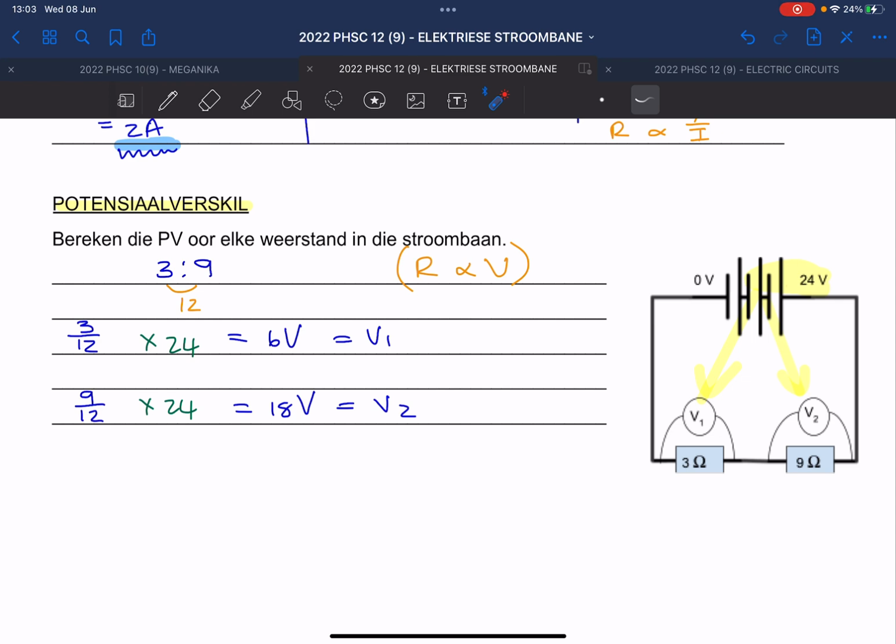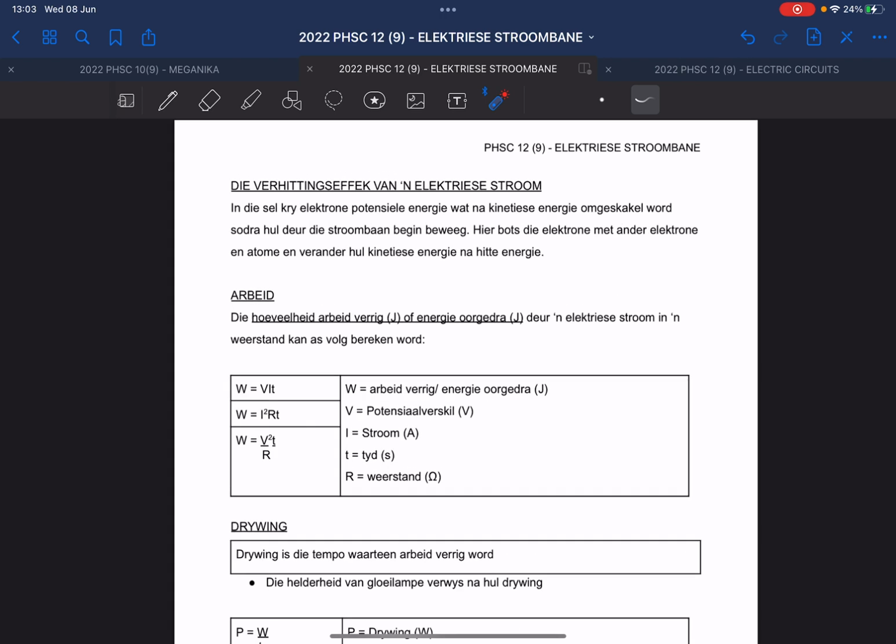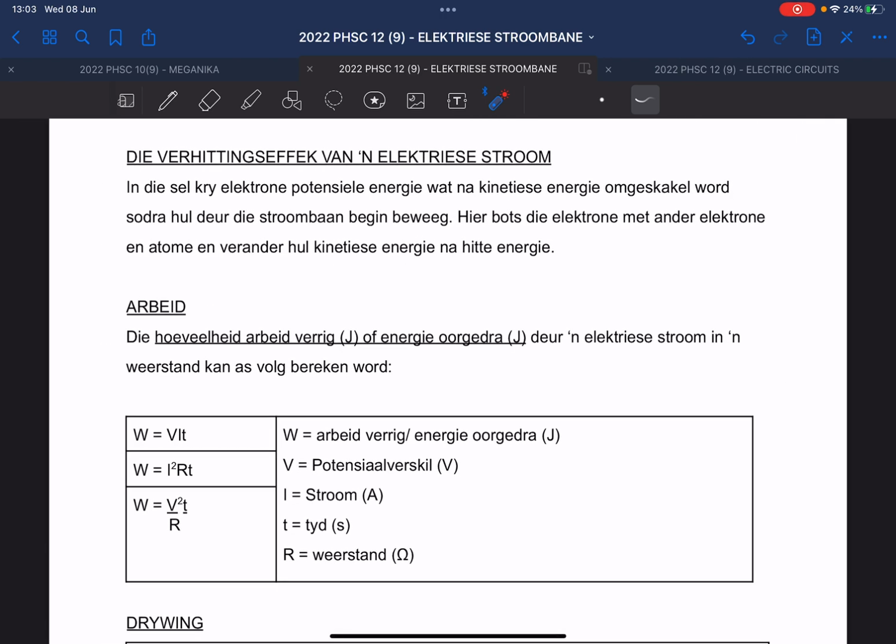Alright. Then the last bit of grade 11 work. Die laaste bietjie graad 11 werk. Is the heating effect, die verhittingseffek. Now you did this in grade 9, if I remember correctly, as well. No, it's very easy. If something heats up, then we have a use for that.